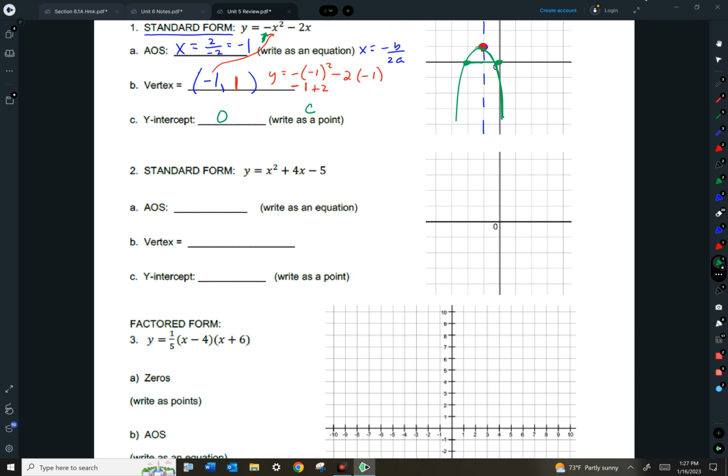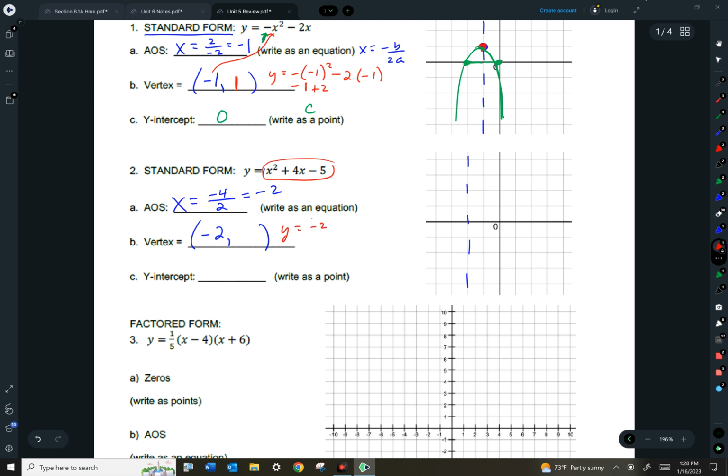So let's try another one. So axis of symmetry, remember we said negative b over 2a. So negative b would be negative 4. 2 times a, since a is 1, 2a would just be 2. So my axis of symmetry is negative 2. So this is kind of my imaginary line at negative 2, which means the vertex has an x coordinate of negative 2. And then in order to find the y, I'm going to plug negative 2 up into my equation everywhere I see an x.